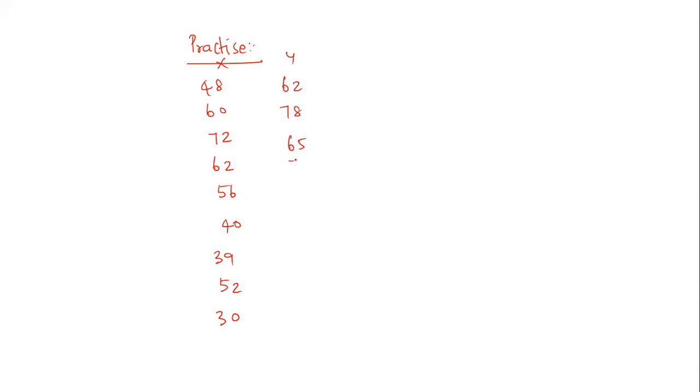So the practice questions are: X is 48, 60, 72, 62, 56, 40, 39, 52 and 30, and Y is 62, 78, 65, 70, 38, 54, 60, 32 and 31. The answer is that the Spearman rank correlation is 0.66. This is practice problem number A.